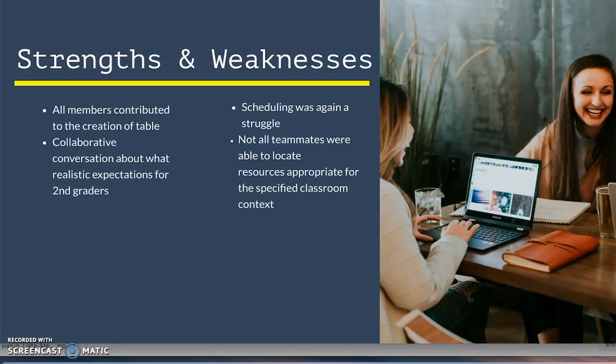For our data meeting, we had some strengths and weaknesses. For our strengths, all members contributed to the creation of the table, and we had a really nice collaborative conversation about what realistic expectations were for a second grader.